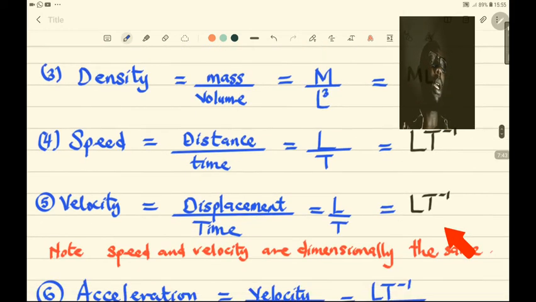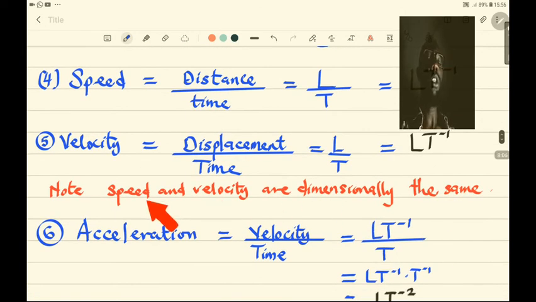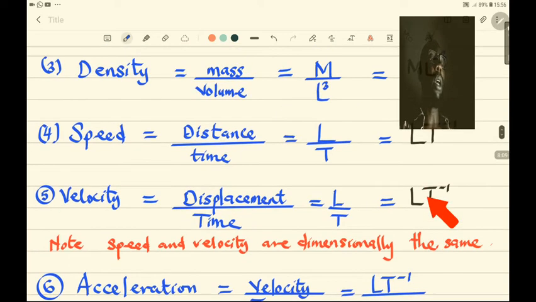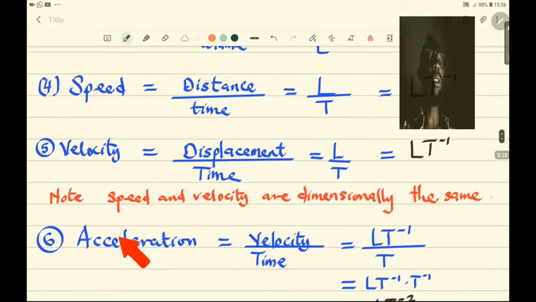The same thing as displacement. Now velocity is equal to displacement over time. The dimension for displacement is equally L, as it is on the table there, divided by time, which is T. So you have LT to the power of minus 1. We need to note speed and velocity are dimensionally the same. Can you see that the dimension for speed is LT minus 1, and the dimension for velocity is LT minus 1 as well? They have the same dimension, they have the same SI unit, but one is scalar, the other is vector. Speed is a scalar quantity, while velocity is a vector quantity.